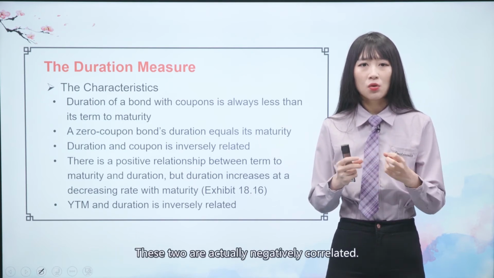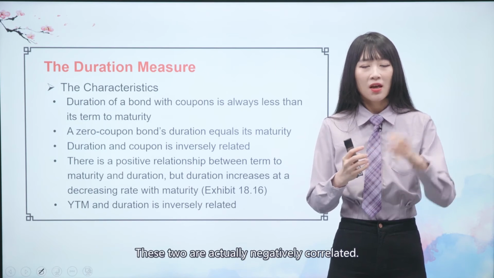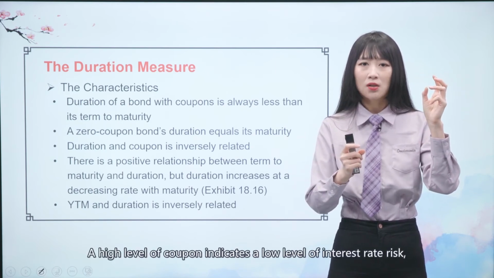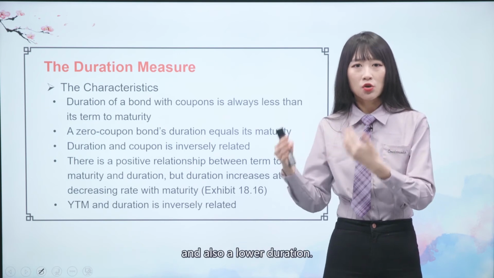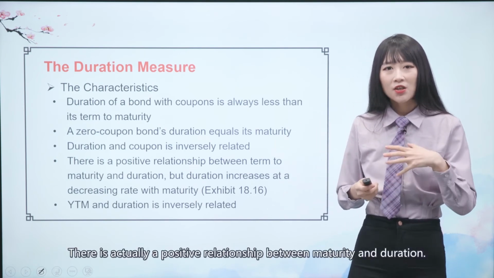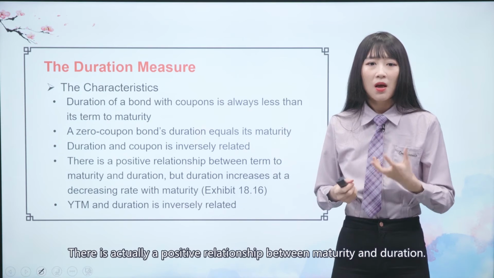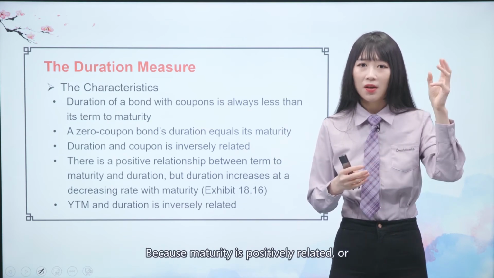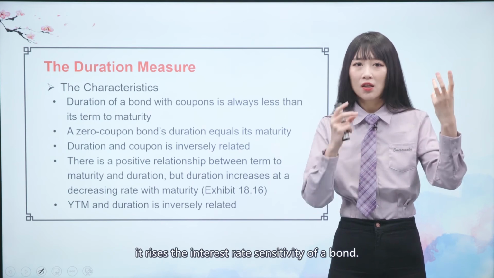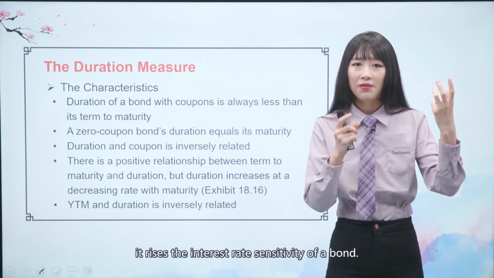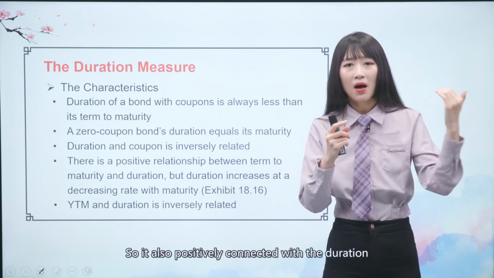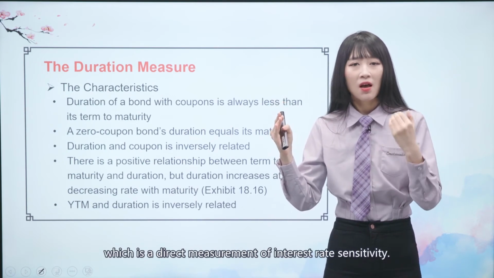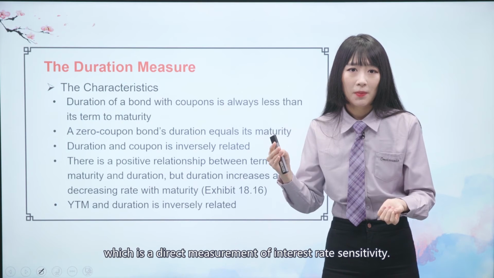So these two are actually negatively correlated. A high level of coupon indicates a lower level of interest rate risk and also a lower duration. There's actually a positive relationship between the maturity and duration, because maturity rises the interest rate sensitivity of a bond. So it is also positively connected with the duration, which is a direct measurement of interest rate sensitivity.